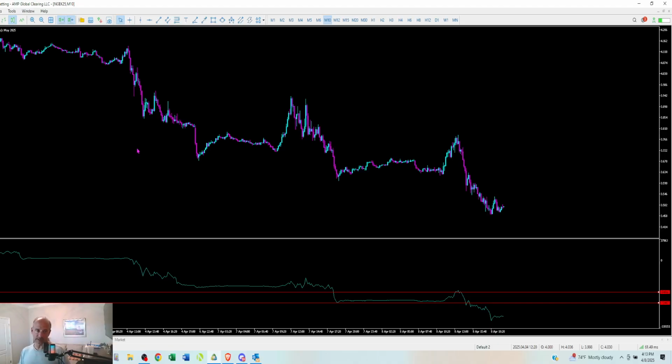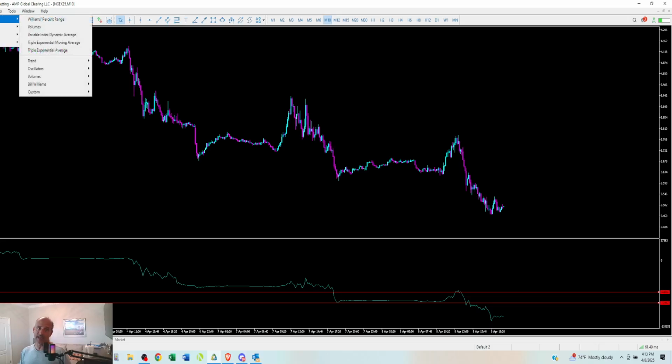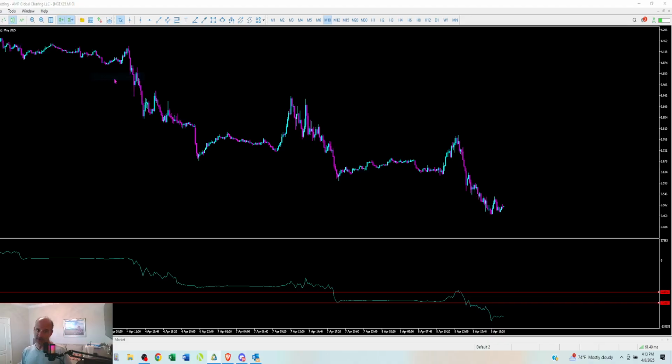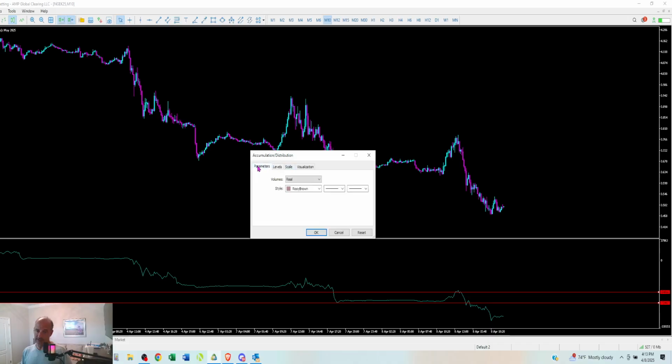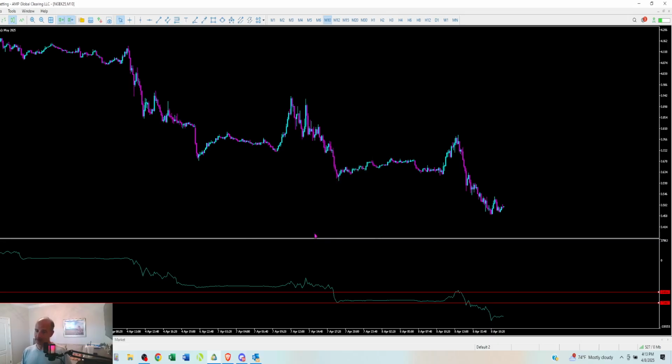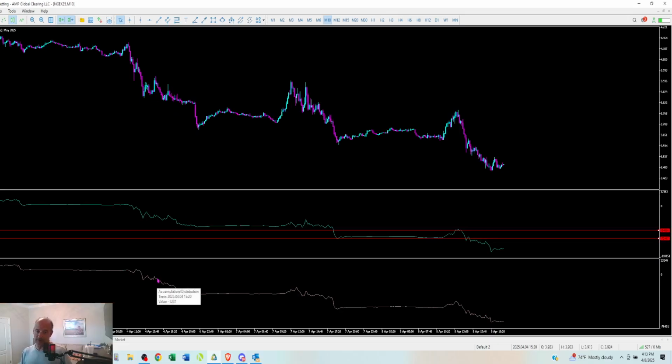The other thing is, it's very similar to the accumulation distribution, which you actually can use if you would like to. They're very similar. So again, it's under volume. It's called accumulation distribution, and it's pretty much the same. You set it for real volume, color. Make sure none of the boxes are checked. Again, this is in MetaTrader, and I believe this is available in MetaTrader 4 and 5.